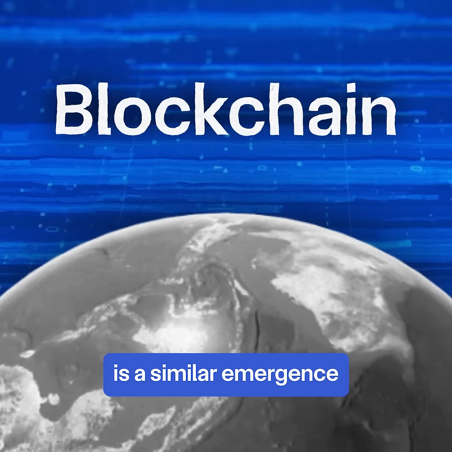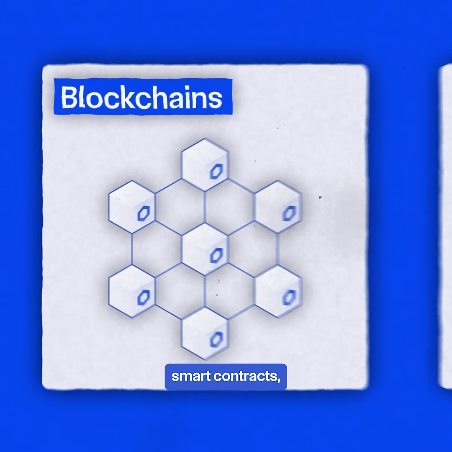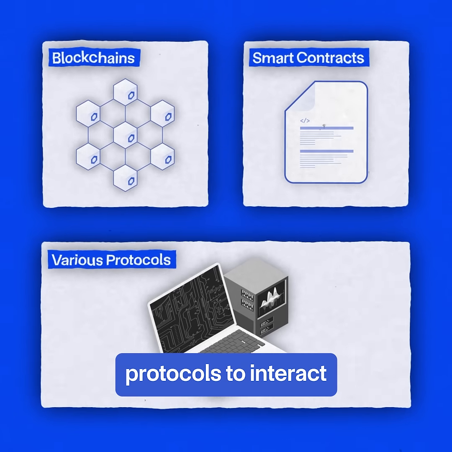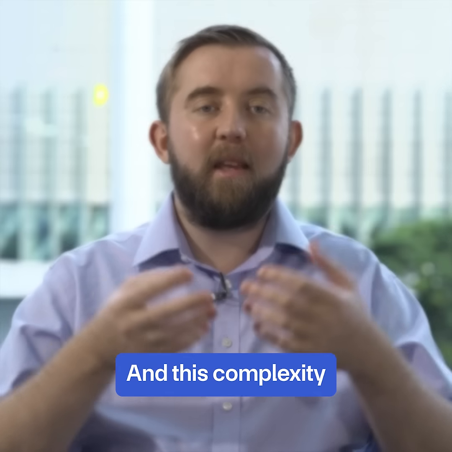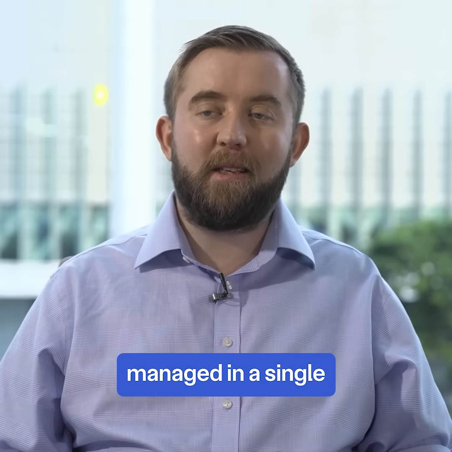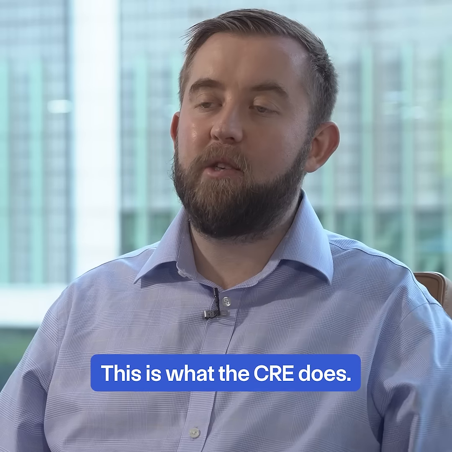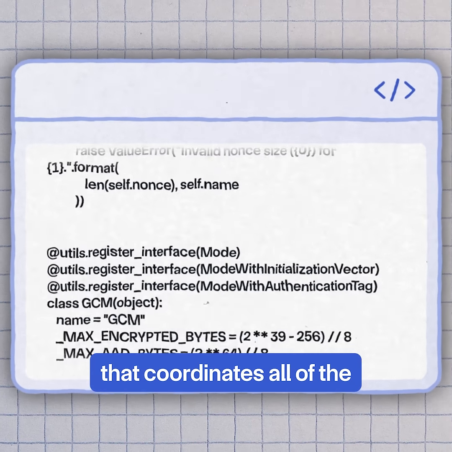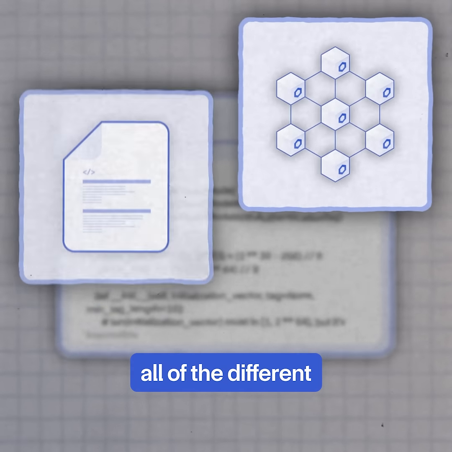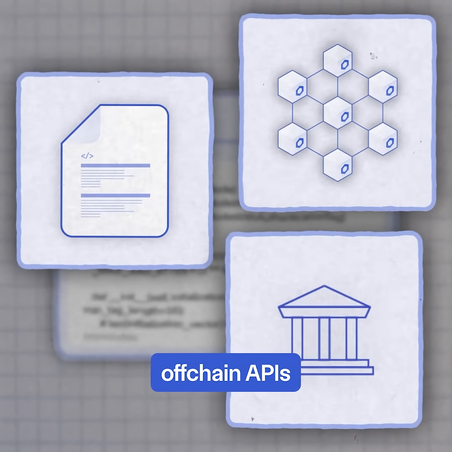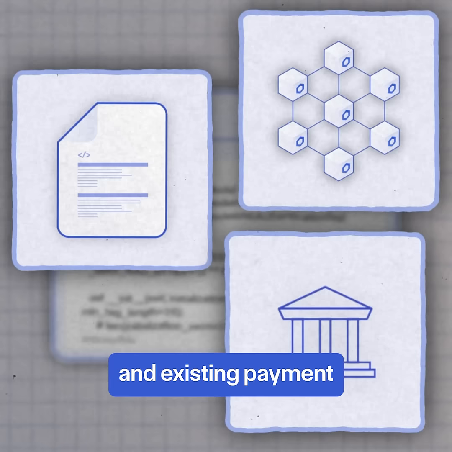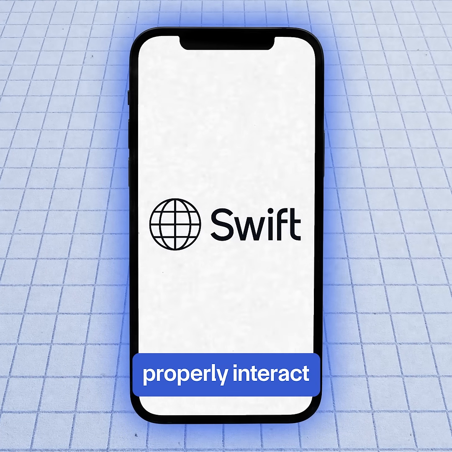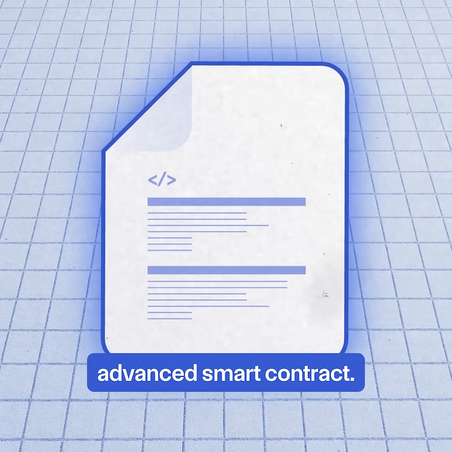The blockchain world is a similar emergence of new technologies for trust, transactions, financial relationships, where you have blockchains, you have smart contracts, you have various protocols to interact with the contract and blockchains. And this complexity also needs to be managed in a single environment, in a single computing environment. This is what the CRE does. It basically gives you a place to run a single piece of workflow code that coordinates all of the different blockchains, all of the different smart contracts, all of the different off-chain APIs and data sources, and existing payment systems like SWIFT and others to properly interact to build a robust, advanced smart contract.